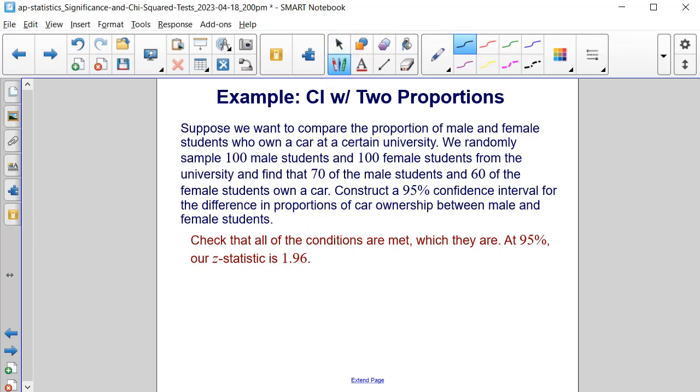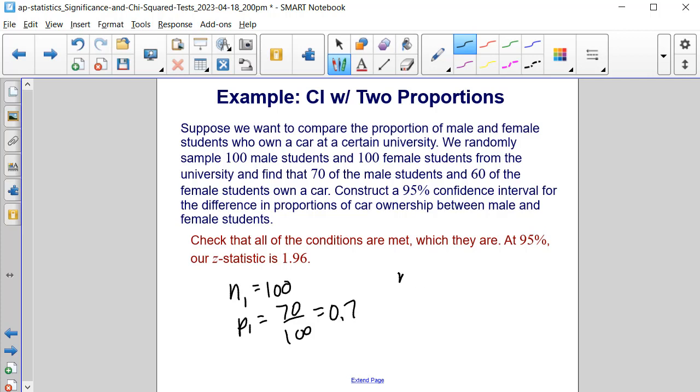So our N1 for the male students is 100, and the P1 value is 70 out of 100, or 7/10. And if we were to multiply N1 times P1, we would get 70, which is greater than 10. So that one works. The same with N1 times 1 minus P1, because 1 minus P1 will be 3/10. Multiply that by 100 and you'll get 30. That's also greater than 10.